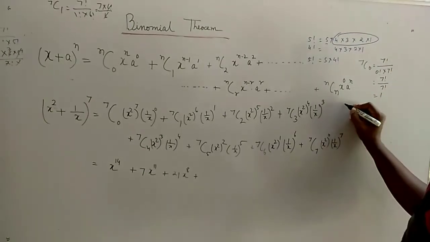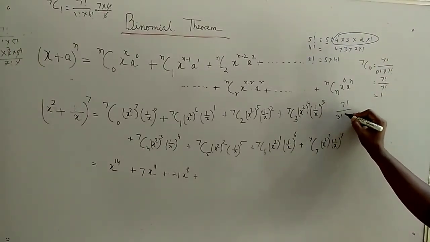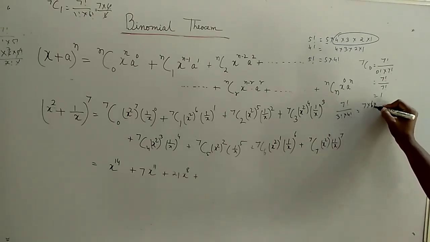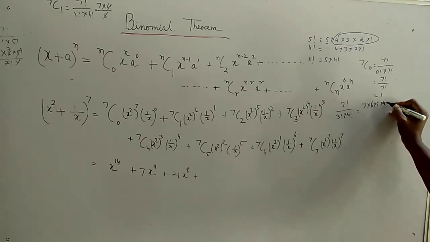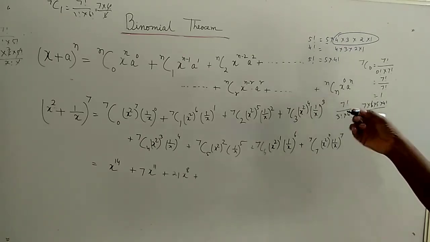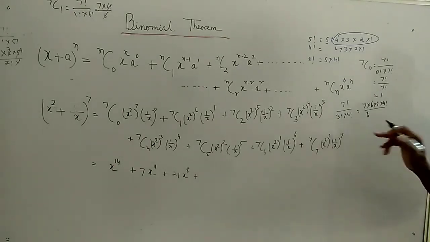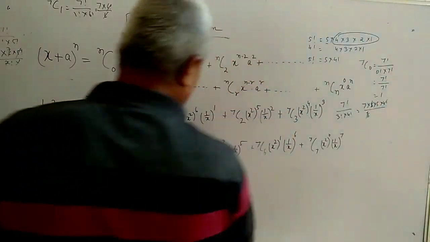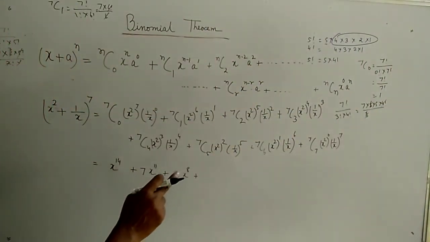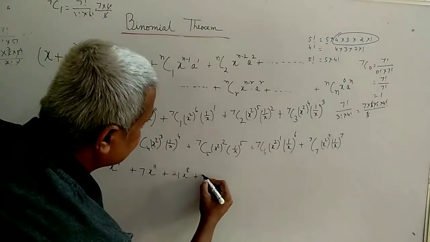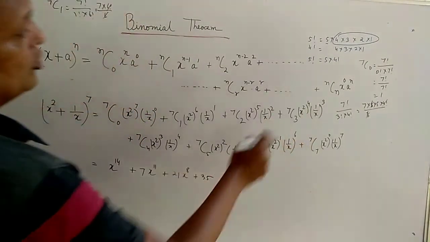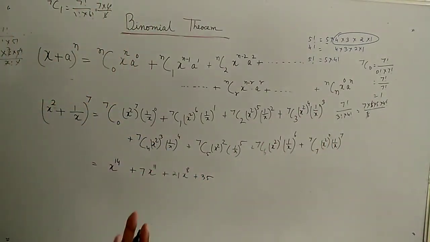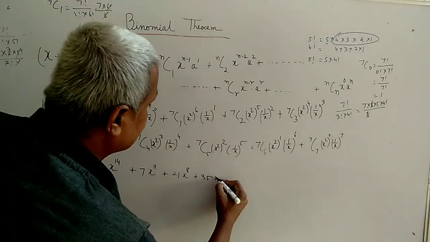7C3 will be 7 factorial over 3 factorial into 4 factorial, which eventually becomes 7, 6, 5 into 4 factorial over 3 factorial, which is just 3 into 2 into 1, that is 6, and 4 factorial will cancel. 6 and 6 cancel, this is 7 times 5, 35. So 7C3 is 35. (x²)^4 is x^8, and the denominator gives you x^3, so x^8 over x^3 will become x^5.